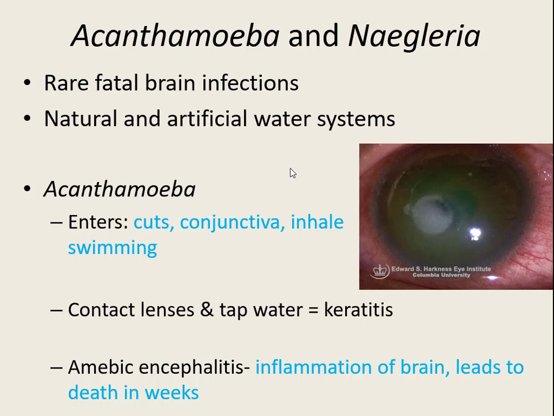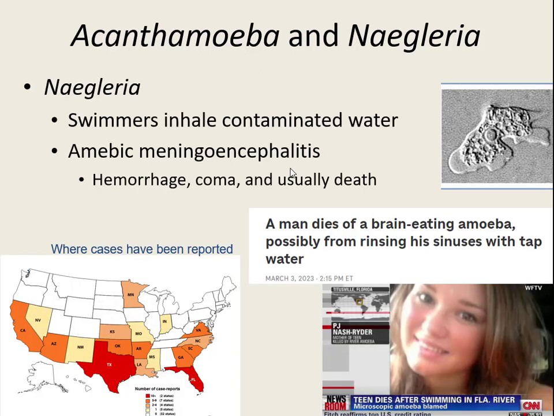Once it gets into the body, it travels to the brain and it causes amoebic encephalitis. And encephalitis just means inflammation of the brain. Amoebic is because this is caused by an amoeba, something that moves in an amoeboid fashion, and it leads to death within weeks. The Naegleria, again, still found in the same type of water environments and still causes rare, luckily, fatal brain infections. And it's usually picked up primarily by inhaling, so not usually picked up through the eyes.